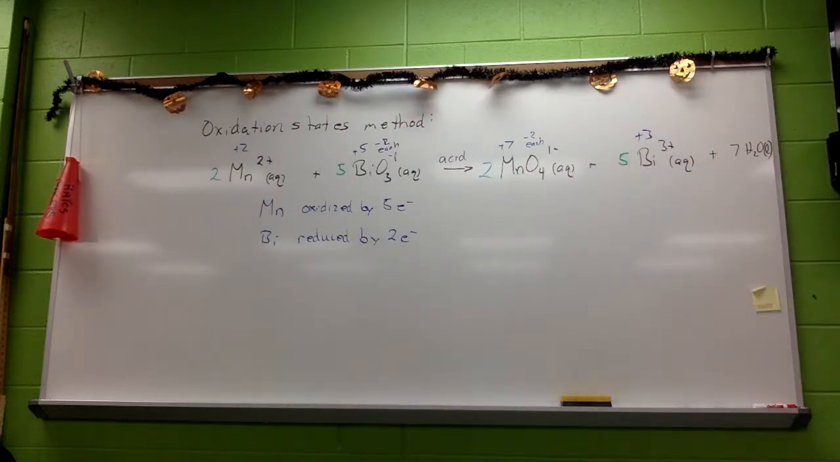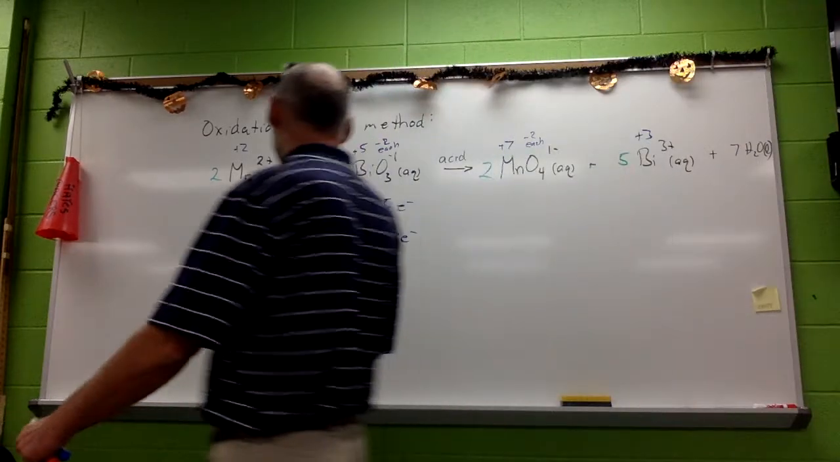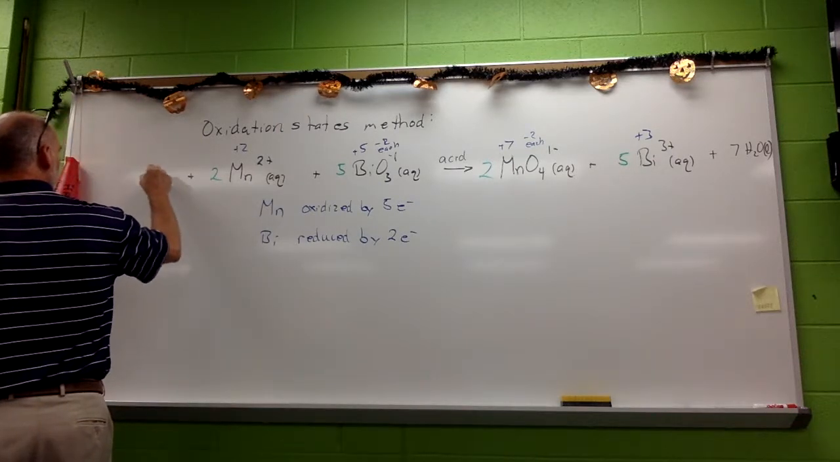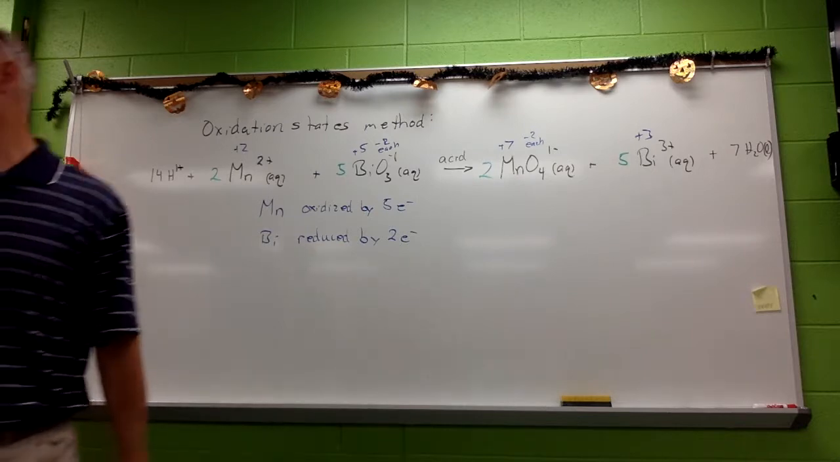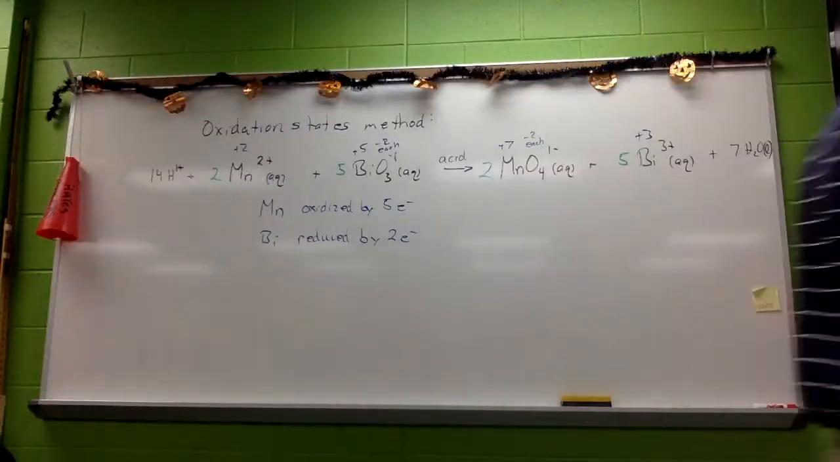an acidic solution or basic solution. In this particular one, it's an acidic solution. So that means hydrogen ions already floating around in there, okay? And which side needs a hydrogen ion? The reactant. Excellent. The reactant side, and how many does it need? 14 hydrogen ions.